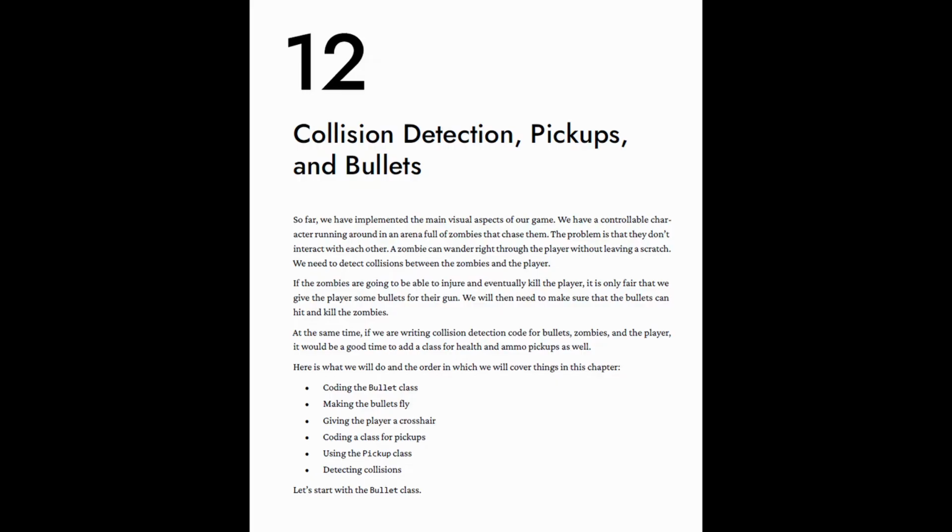Chapter 12. Collision detection, pickups, and bullets. The code just keeps getting uglier and uglier. The author wants to implement bullets, so he creates a class and writes this weird, inaccurate bullet movement algorithm that's way more complicated than it needs to be, instead of simply using vectors like basically every programmer does. For some reason, he also creates 100 bullets right at the start of the game, even though the player hasn't fired a single shot yet.